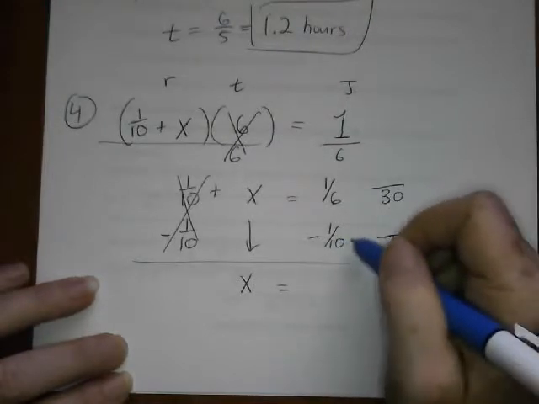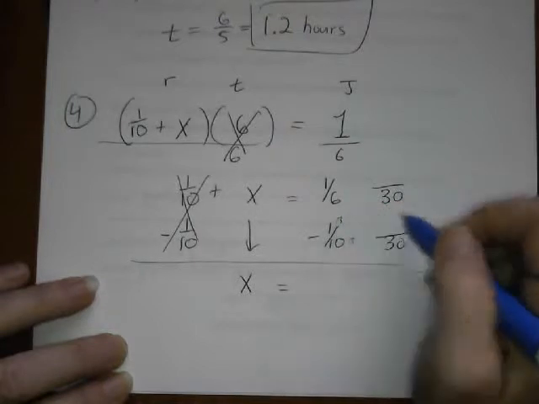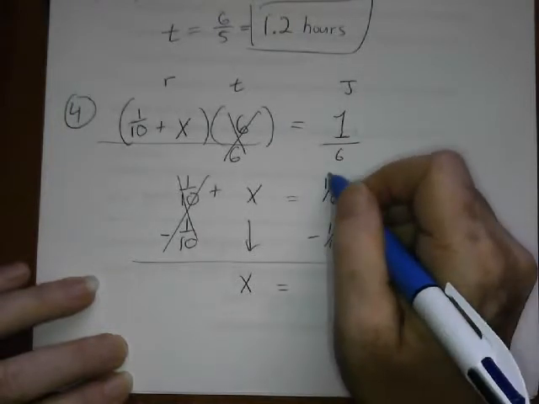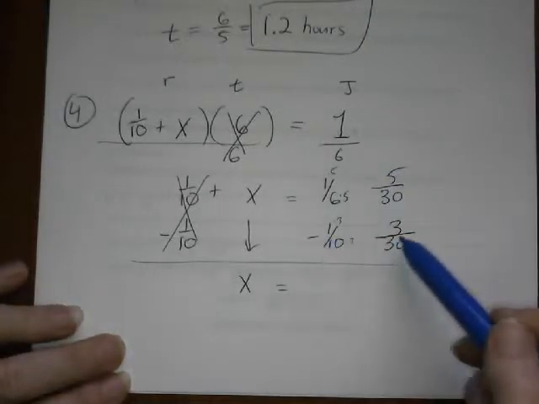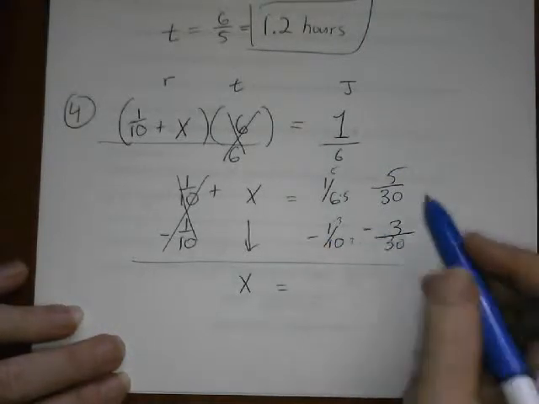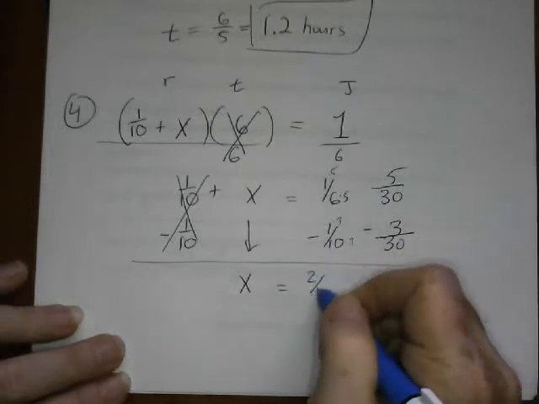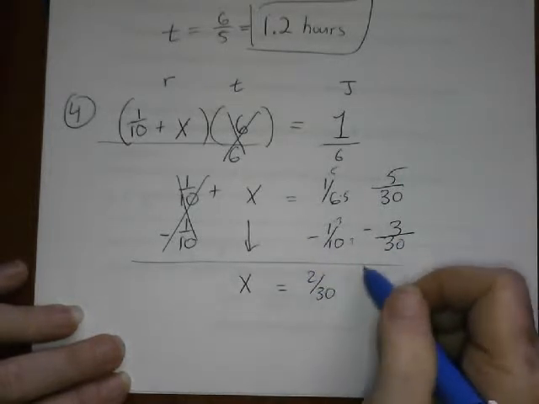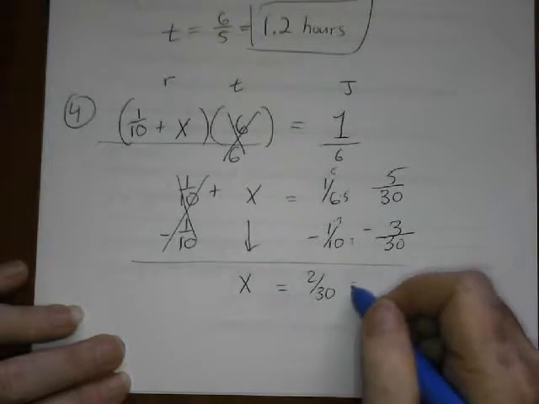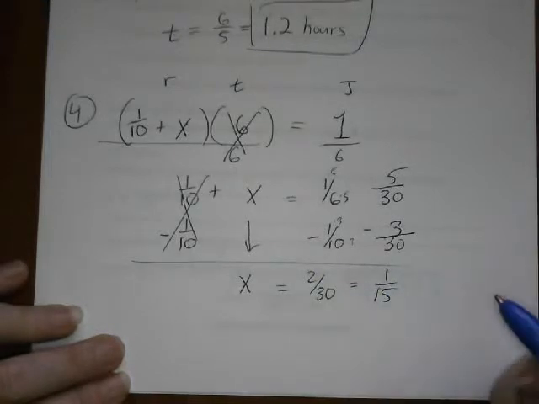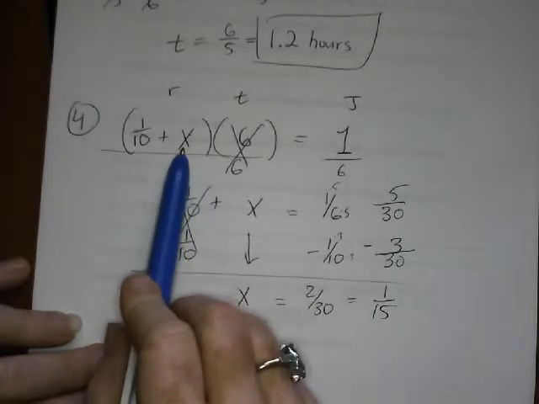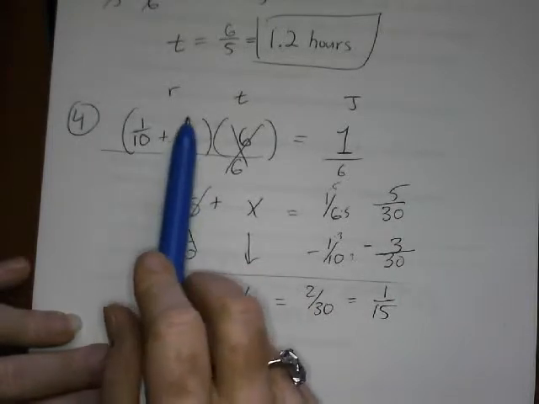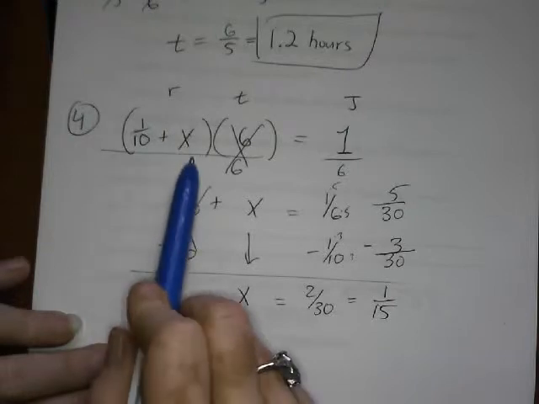Well, 10 times 3, 6 times 5, there we go. 5/30 minus 3/30, that's a minus sign. 5 minus 3 is 2/30, and that would reduce down to 1/15. So the rate of the smaller machine is 1 crop in 15 hours. So that kind of gave us our answer.